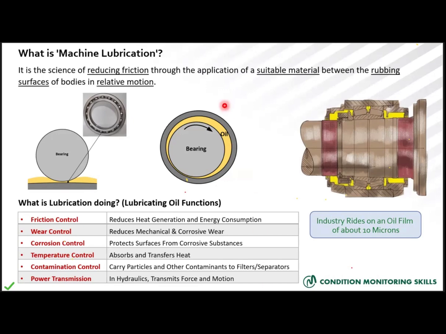So what is machine lubrication? Machine lubrication is the science of reducing the friction between rubbing parts. We reduce this friction using a suitable material, which is lubricating oil or lubricating grease. Okay? So what is the lubrication doing? The main functions of the lubricating oil are usually the following: friction control, wear control, corrosion control of machinery, temperature control of machinery, contamination control, and power transmission.